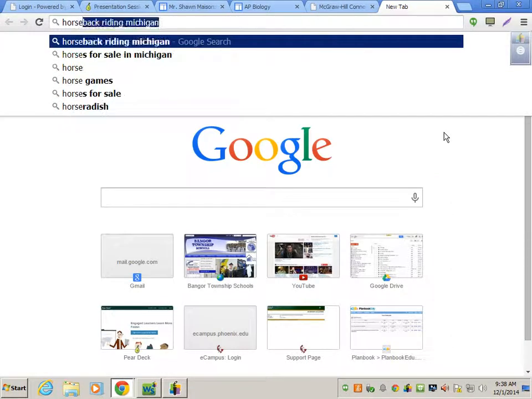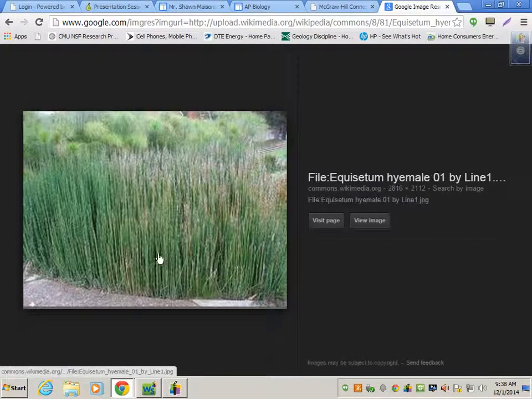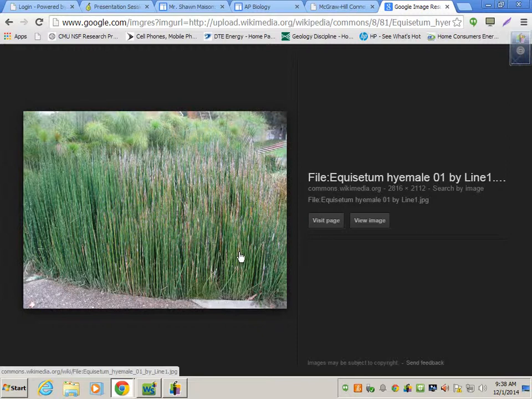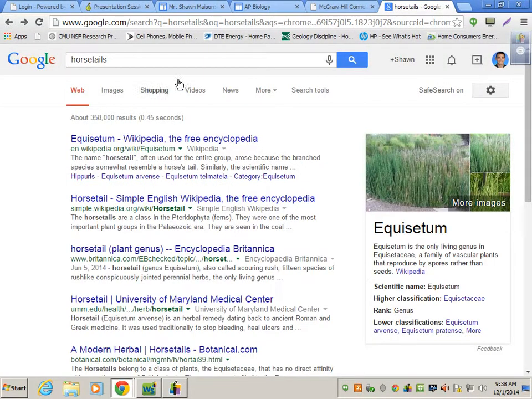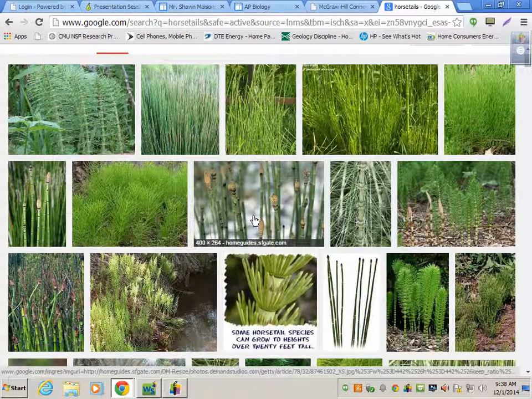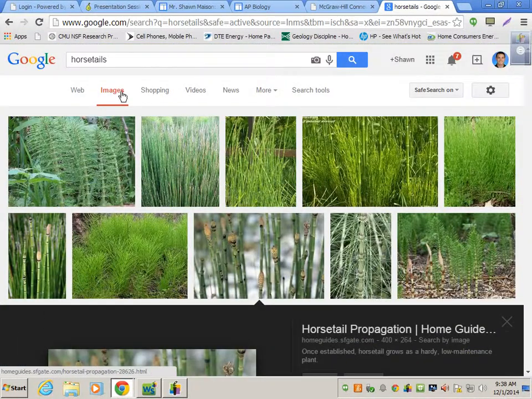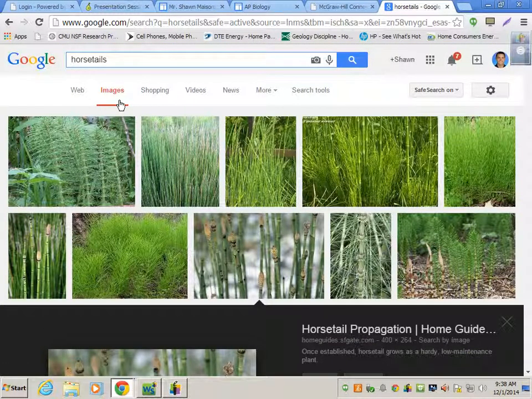Oh, I can't believe you guys haven't seen horsetails. These are right here in town. There's probably more of them here because of the marshes. You guys have seen these, right? Yeah, right there. That's about what they're going to look like. You guys have seen these, right? Yeah, that's horsetails. Okay? They are everywhere.